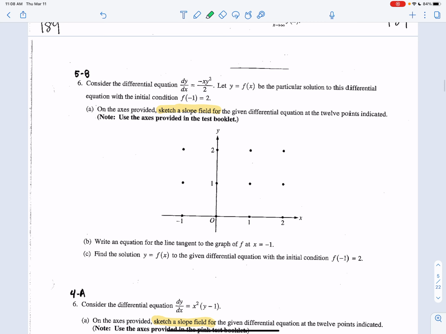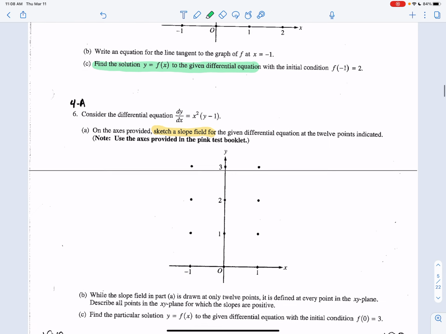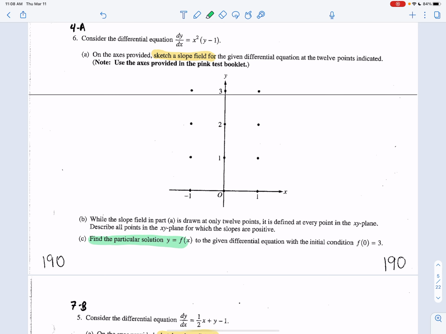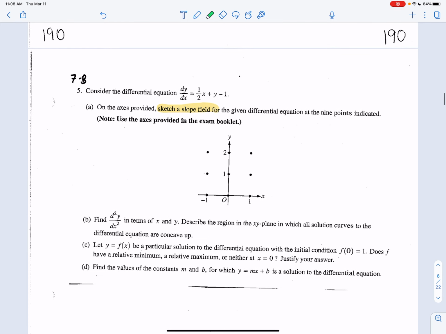Okay, 2005 Form B. Okay, here's where it varies a little bit, okay? Sometimes they'll say, find the solution to the given differential equation. That's the same thing as solving the differential equation, which is the particular solution, okay? So that's a little bit different. 2004, find the particular solution. 2007, do we have it in... Okay, it's not part C because it says let f of x be a particular solution, so we're not going to highlight that. It doesn't seem to have it here in 2007b.